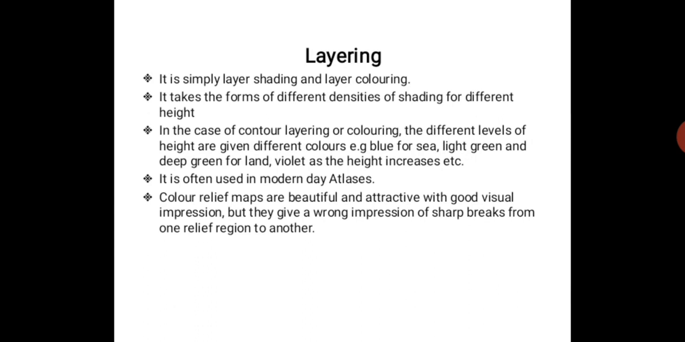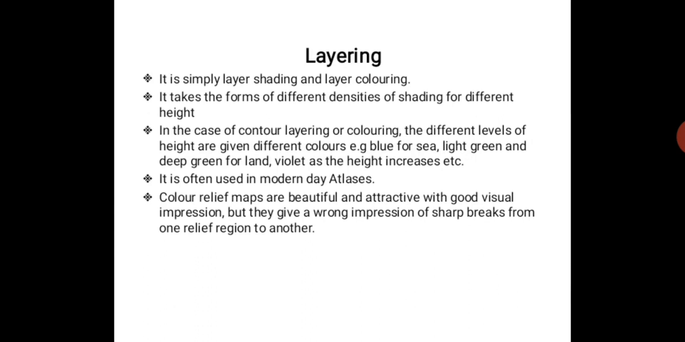Layering. It is simply layer shading and layer coloring. It takes the form of different densities of shading for different heights. A cartographer might decide to use a shading pattern so that every different layer takes a different shading. You know how to shade now.